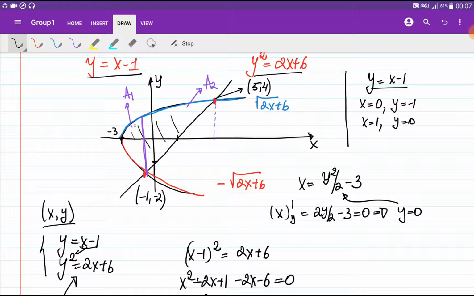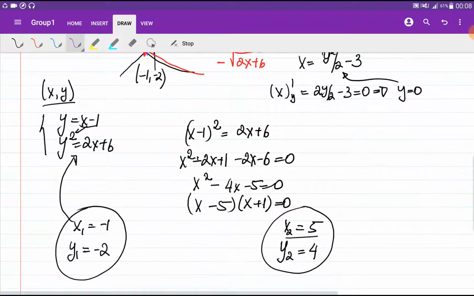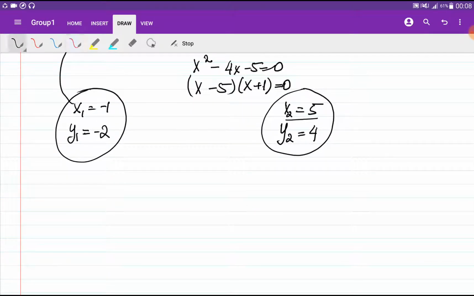So basically, if I would like to find the area A1, we need to integrate the difference between the blue curve and the red curve when x changes from minus 3 until minus 1. And in order to find the A2 area, we need to integrate the difference between the blue curve and the black curve where x changes from minus 1 until 5. Okay, so let us find each area separately.